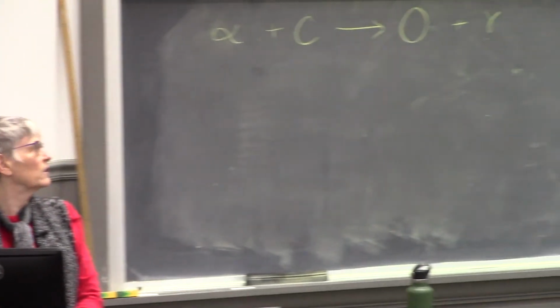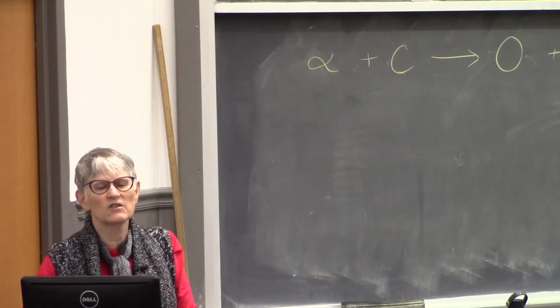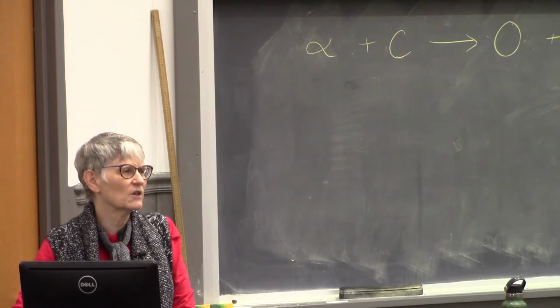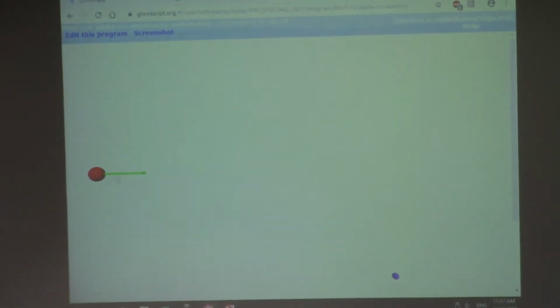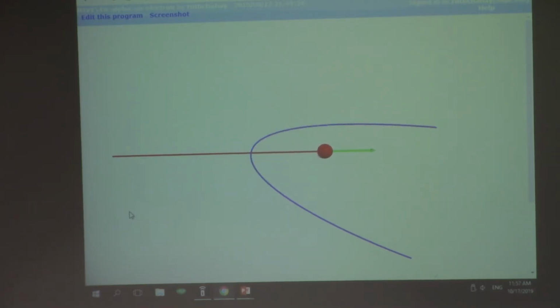So what we're going to do here in this program is just shoot an alpha particle past a stationary electron and see what happens to the electron. So here's the alpha particle, it's positive. Here's our electron that's sitting here, it's negative. Here's the velocity of the alpha particle. The electron is definitely attracted to the alpha particle, but it gains enough energy that it just gets scattered away.